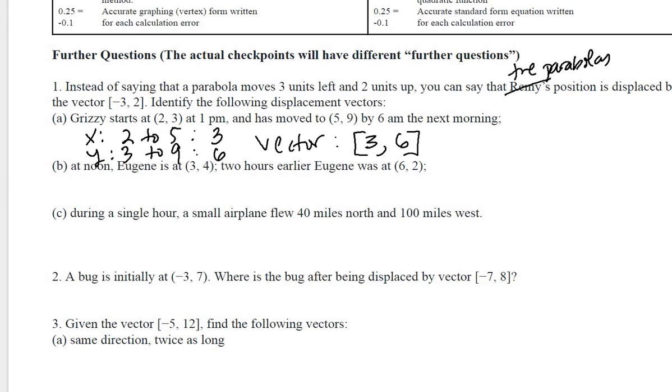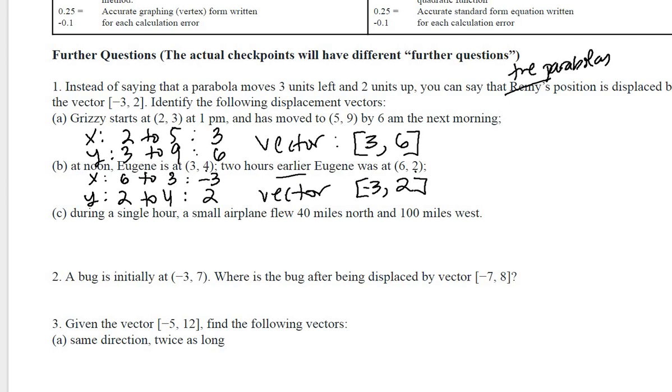Now keep in mind which comes first. This says at noon Eugene is at 3, 4. 2 hours earlier, Eugene was at 6, 2. So we're going to start with the earlier one. So I'm going with my x from 6 to 3. That's negative 3. And for y, I'm going from 2 to 4. That's positive 2. My vector is negative 3, 2.